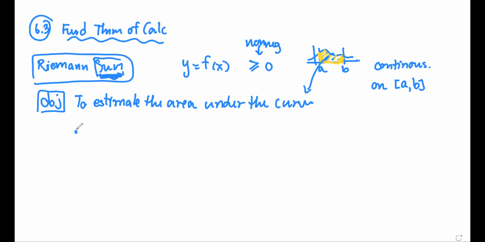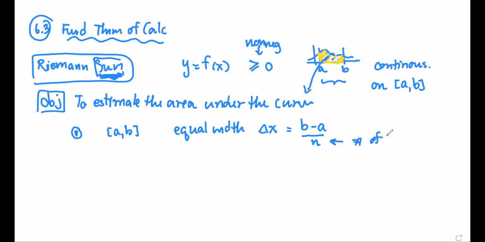And the key concept of this first step, step number 1, from the interval AB, that means the left x is A, the right x is B. So we're going to find the equal width, which is called the delta x, or the increment, from B minus A, the length from B minus A, and then divided by n. n is the number of sub-intervals.